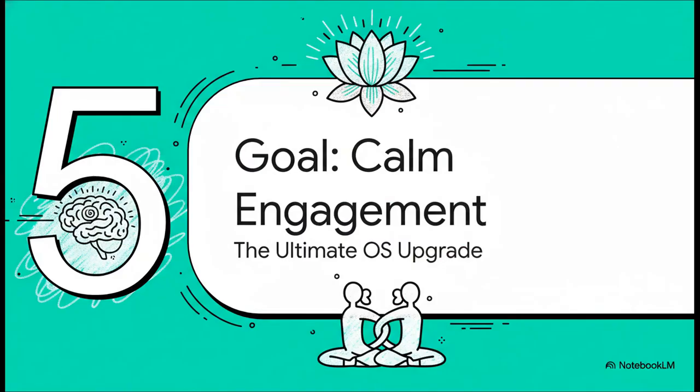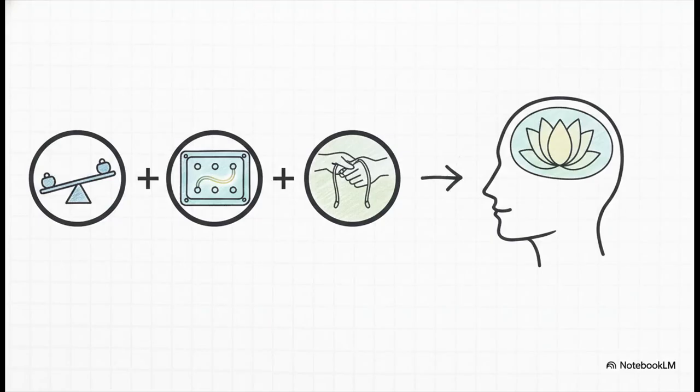So what's the ultimate goal of all this rebooting and regulating? The fully upgraded state of our OS is this really powerful concept we can call calm engagement. We can even write it out like an equation. Calm engagement is what you get when you have a balanced DMN, a stable salience network, and a prefrontal cortex that's exerting gentle control, not a white-knuckled death grip. This is the state of peak performance and, more importantly, sustainable well-being.